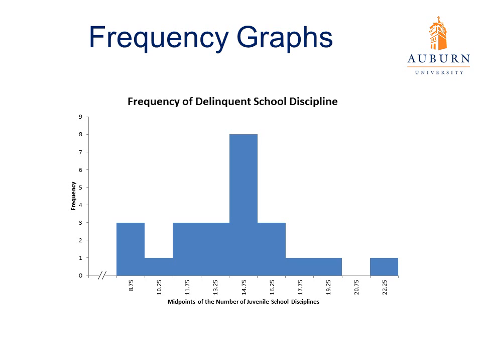Now the second step is to label your axes and give your histogram a title. In this particular case, we'll label the x-axis the midpoints of the number of juvenile school disciplines. Note that the label represents the unit of measurement on that x-axis, in this case midpoints, and it also represents the data or the measurement itself, number of juvenile school disciplines. You should have both of those in your label for the x-axis.